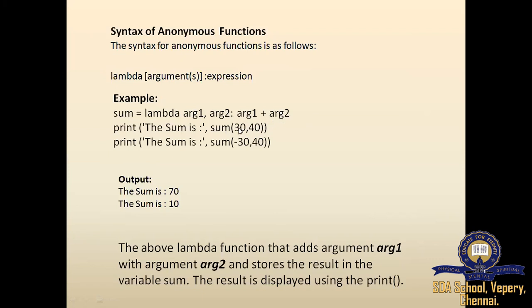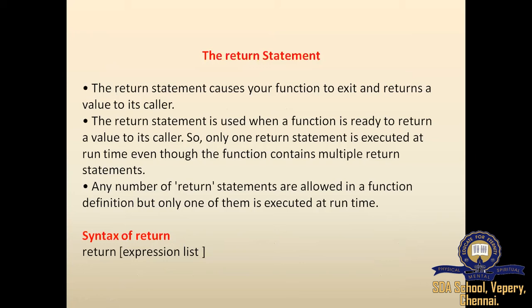First time I pass 30 and 40. These 2 arguments are received by the lambda function, and this expression is evaluated, and the value is saved in the variable sum. Second time I pass minus 30 and 40. The lambda arguments are going to receive them, evaluate that expression, and store the result 10 in sum. First time I store 70, second time I store 10.